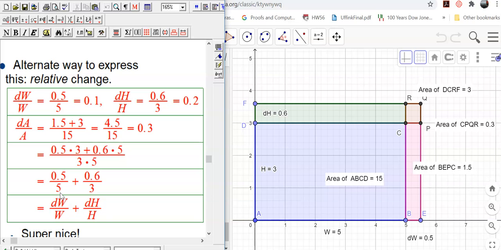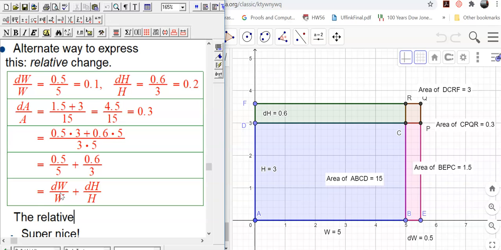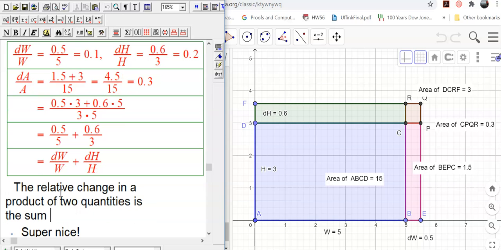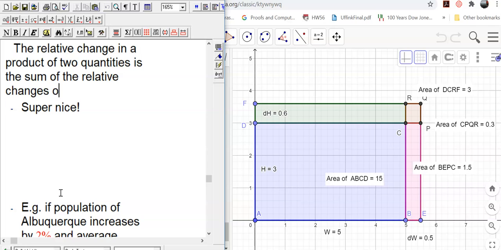Now, that's kind of funky. It's really focusing on the fact that there's a sum here. Okay, so let me write it out. Not just do it verbally. The relative change in a product of two quantities is the sum of the relative changes of the factors.